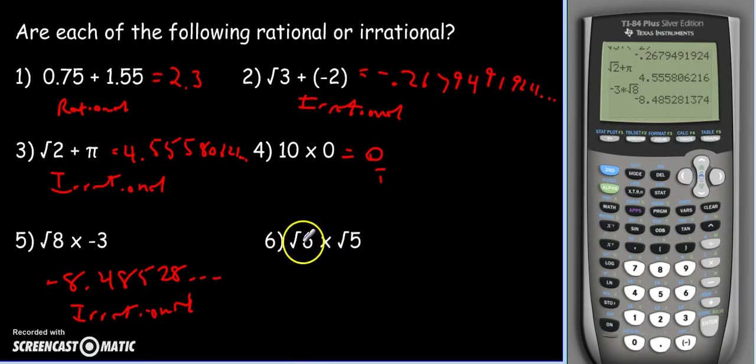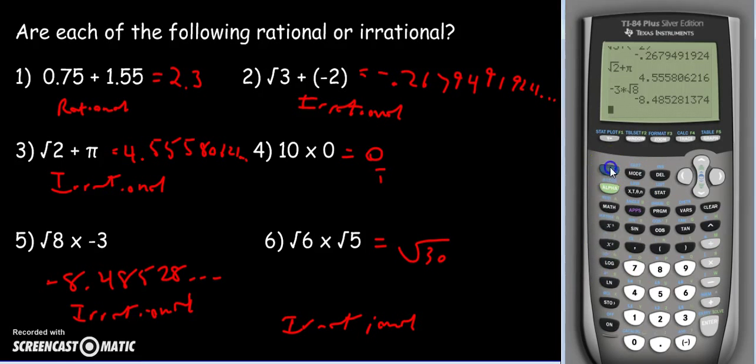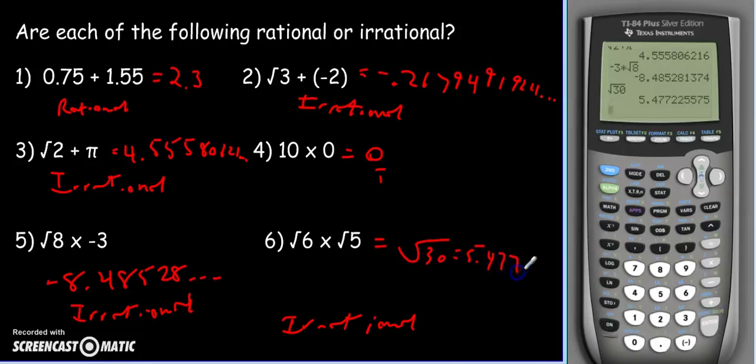All right, now the more interesting one. What is radical 6 times radical 5? Well, that's equal to radical 30, which is a non-perfect square. So this should be irrational, which we can see using a calculator. The square root of 30 is equal to approximately 5.5477225, and so on. So it's a non-terminating, non-repeating decimal.